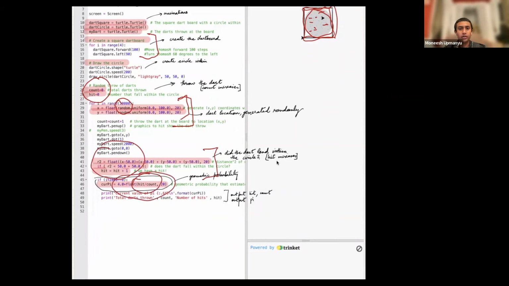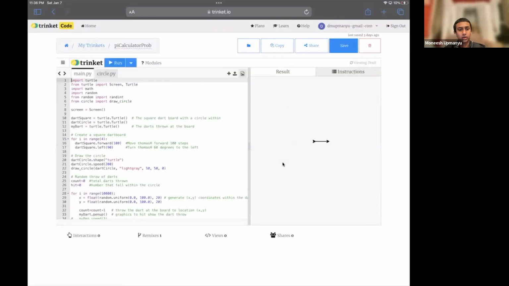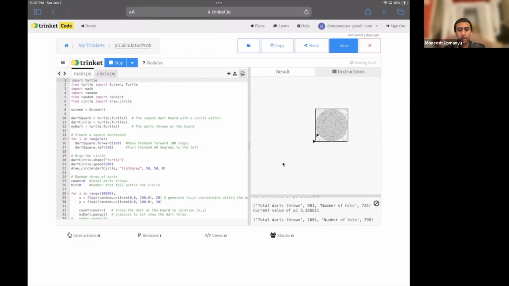Now, let's see the code in action. Here's the square, and now we have a circle, and then all these darts are being fired. As you see, the more darts per 100, the closer it gets to 3.14, and it's at 3.15. I would have to run this all the way to 1,000,000 to get a good approximation of pi.